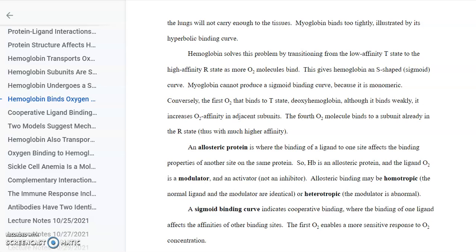Hemoglobin solves this problem by transitioning from the low affinity T state to the high affinity R state as more O2 molecules bind. This gives hemoglobin an S-shaped sigmoid curve. Myoglobin cannot produce a sigmoid binding curve because it is monomeric. Conversely, the first O2 that binds to T-state deoxyhemoglobin, although it binds weakly, increases O2 affinity in adjacent subunits. The fourth O2 molecule binds to a subunit already in the R state, thus with much higher affinity.